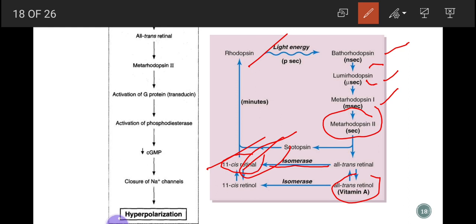It is actually the second chemical route by which all-trans retinol can be converted into 11-cis retinol. How does it occur? First, the all-trans retinol is changed into 11-trans retinol. Then, in the presence of isomerase, it changes into 11-cis retinol. So vitamin A provides the second chemical route by which rhodopsin formation takes place.